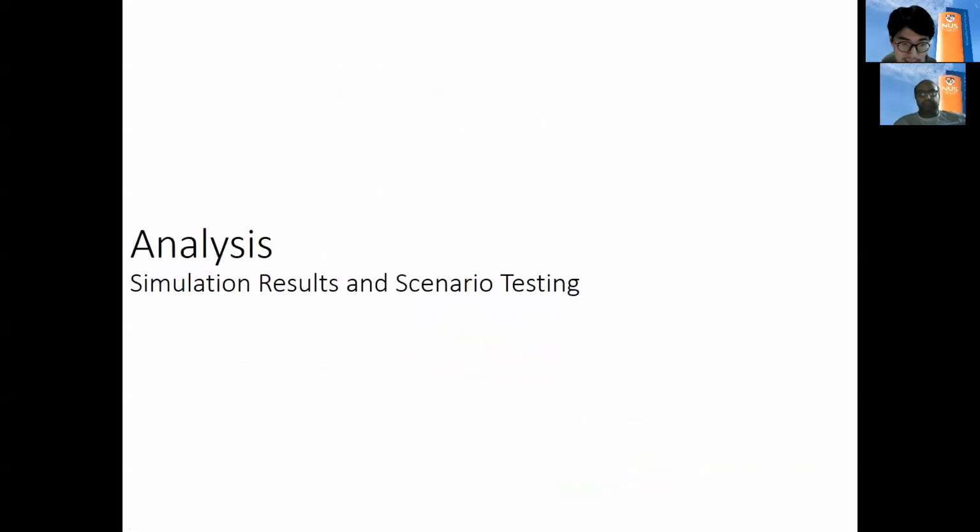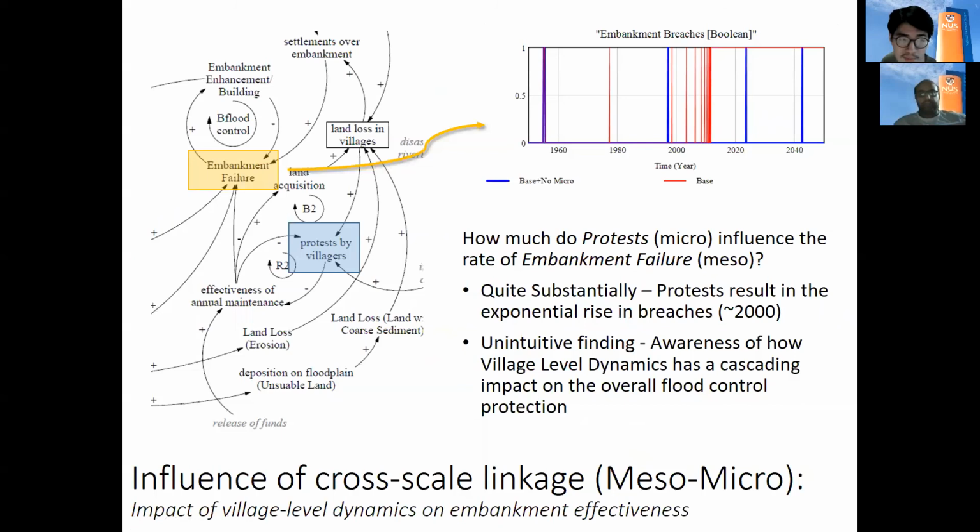So moving on to the analysis, I will present some findings from the simulation results and scenario testing. Firstly, we were interested to study the cross-scale linkages between subsystems, more specifically, the impact of village-level dynamics on embankment effectiveness. We wanted to investigate the extent to which protests have increased embankment breaches. We tested a scenario in which the effects of protests are hypothetically mitigated. The results are illustrated here, where the simulated embankment breaches are greatly reduced.